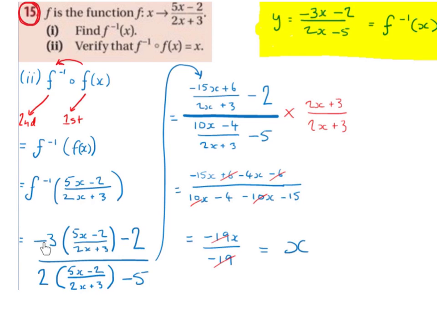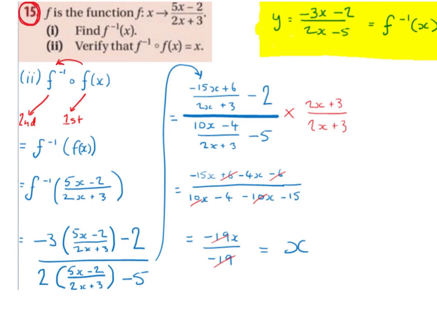So we're going to have minus 3 multiplied by (5x minus 2) divided by (2x plus 3). So that's our original function gone in place of that x. And then we have minus 2, divided by 2 multiplied by, again, our original function, which goes in place of that x. Make sure you've got brackets around both of them. So brackets around this and brackets around that. And then minus 5.